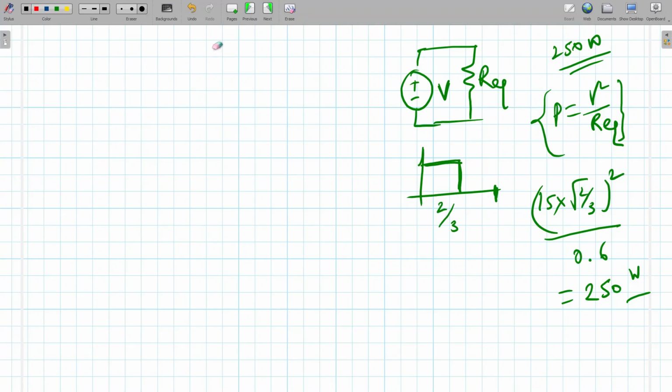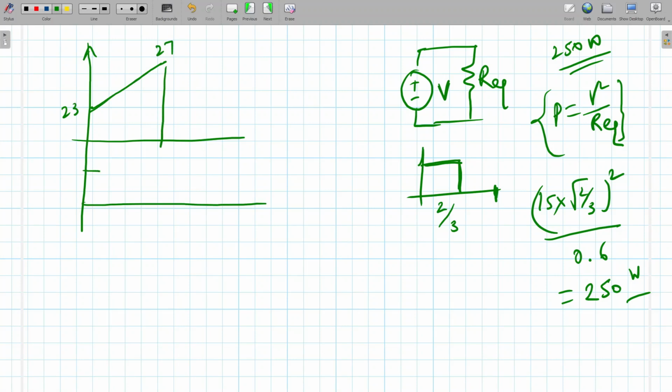In another way also we can do this, like how power is 250 watts. Let's say this is the inductor current. In the first case, inductor current is how much? This is 23, this is 27. And what is the voltage? Voltage is constant, so we can draw the power waveform here. Power is voltage into current. So voltage is 15 volt constant, and this is the source current.